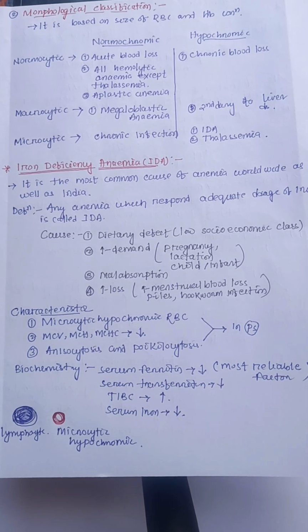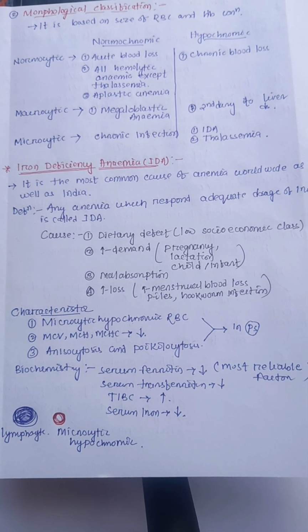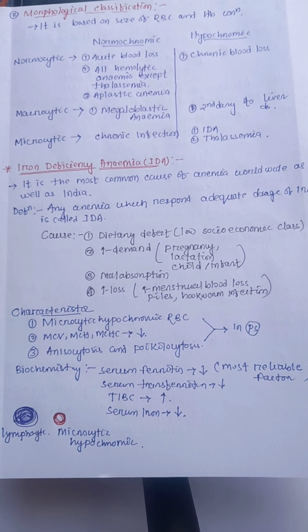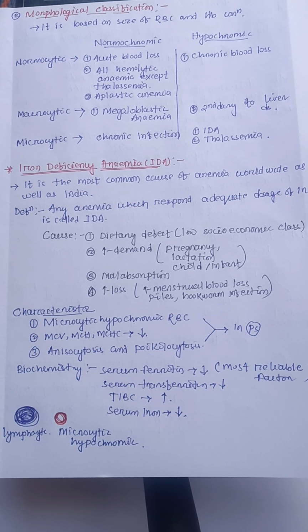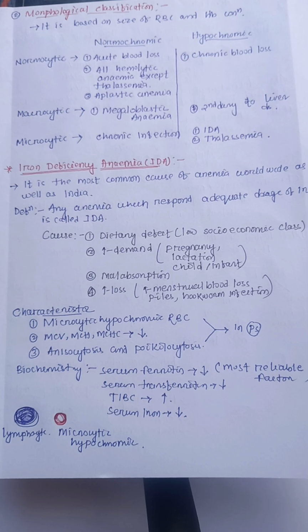Next is the morphological classification. It is based on the size of RBC and hemoglobin concentration. Mostly the concentration of hemoglobin never increases in anemia, as you already know. So there are two: one is normochromic and another is hypochromic. And we divide the size into three types: normocytic, microcytic, and macrocytic.